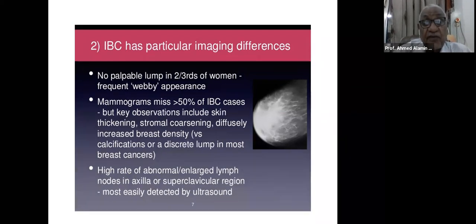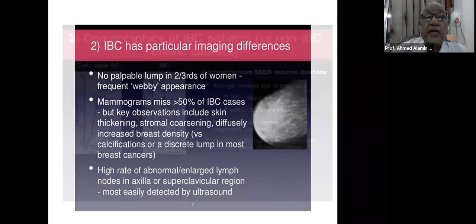Mammograms miss more than 50% of inflammatory breast cancer cases. Key observations include skin thickening, stromal coarsening, and diffusely increased breast density, versus calcification or a discrete lump in most breast cancers. There is a high rate of abnormal enlarged lymph nodes in the axilla or supraclavicular region, most easily detected by ultrasound.